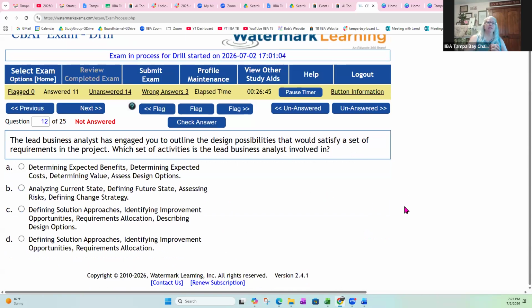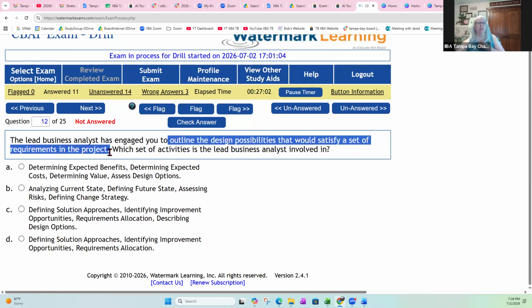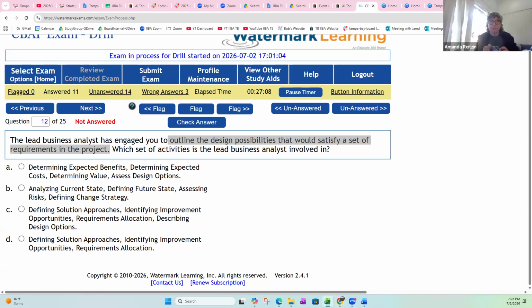The lead business analyst has engaged you to outline the design possibilities that would satisfy a set of requirements in a project. Which set of activities is the lead business analyst involved in? So to outline the design possibilities that would satisfy the set of requirements in a project, what task is that, guys? I thought it would be define design options. Yeah, design options.